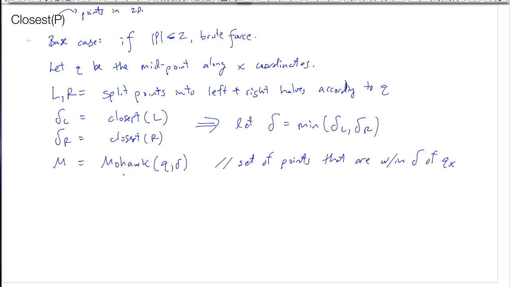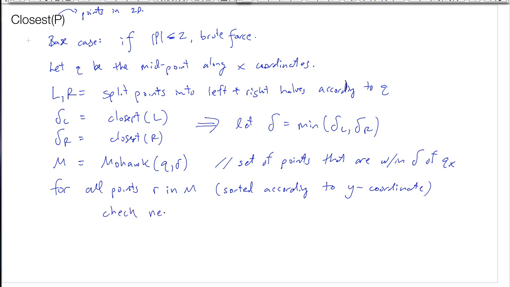Then we define M to be the Mohawk around point Q. Those are all the set of points that are within delta units of Q in x. So if your x coordinate is within delta of that Mohawk, you're in this set M. For all points p in M, sorted according to y coordinate, check next 15 points.